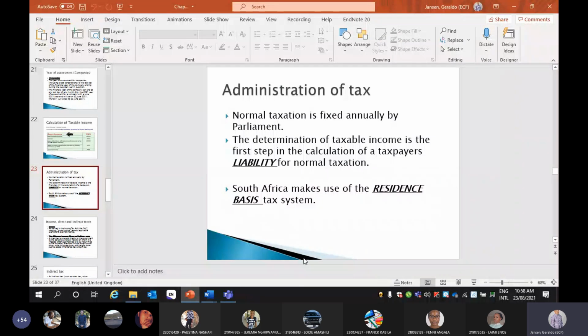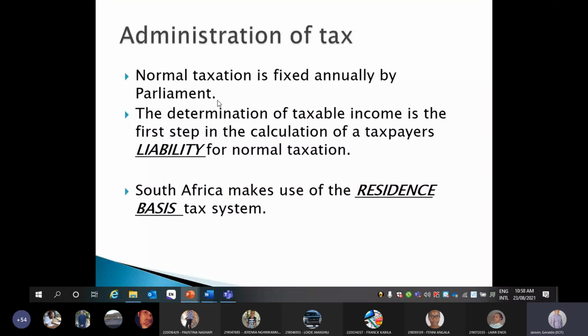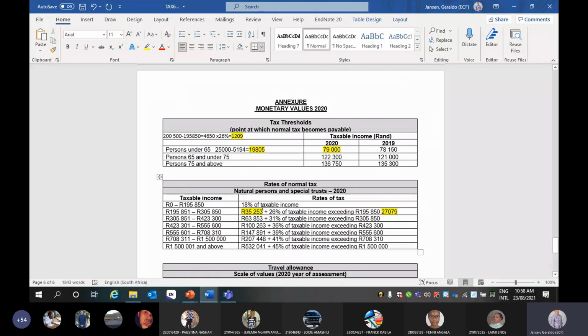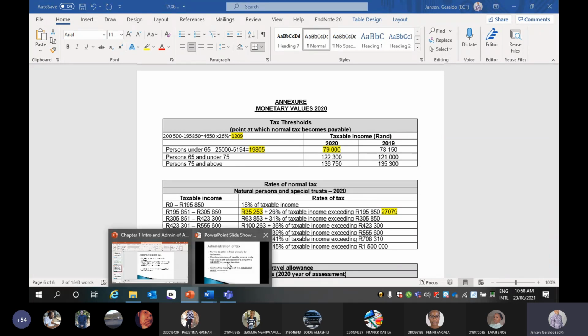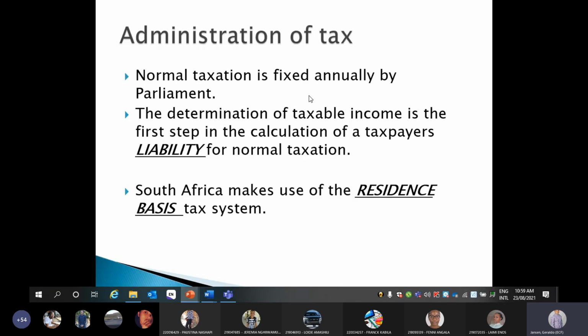So what I wanted to say earlier is this part. Normal taxation is fixed annually by Parliament. What do I mean with that? I told you guys earlier, these amounts are set by Parliament every year. Do you see 2019, 2020? It even went up. It used to be 78,150, then it went to 79. Parliament decides on these figures in all of these brackets on an annual basis. That is what that statement means. It is fixed annually by Parliament.